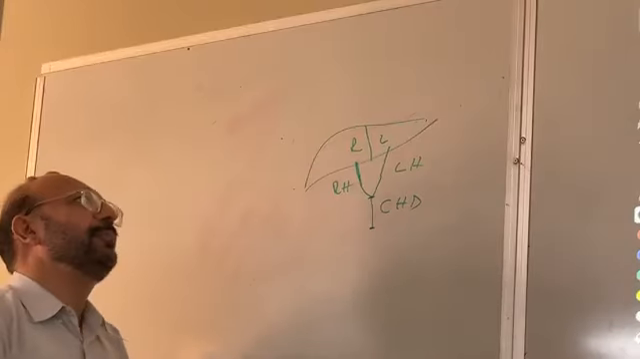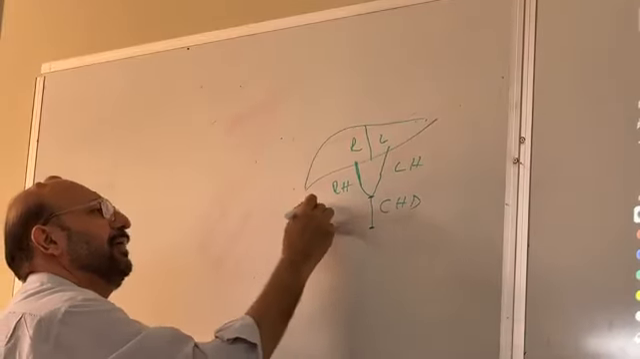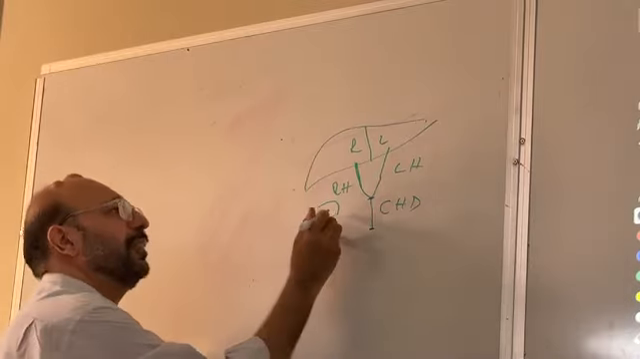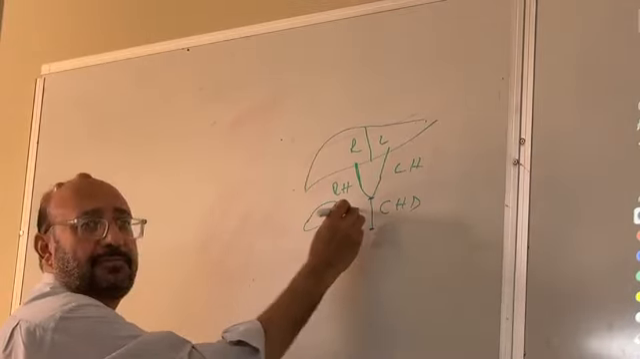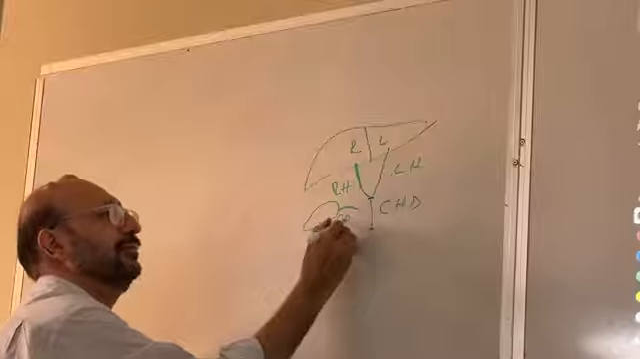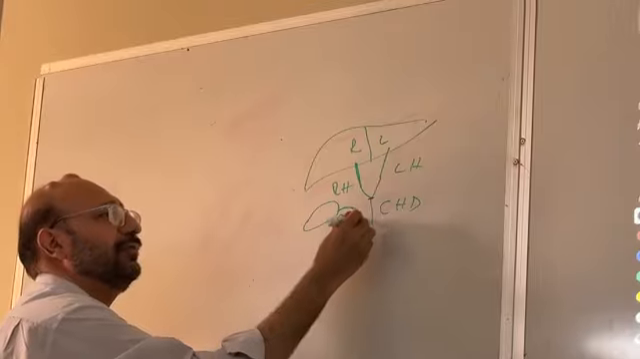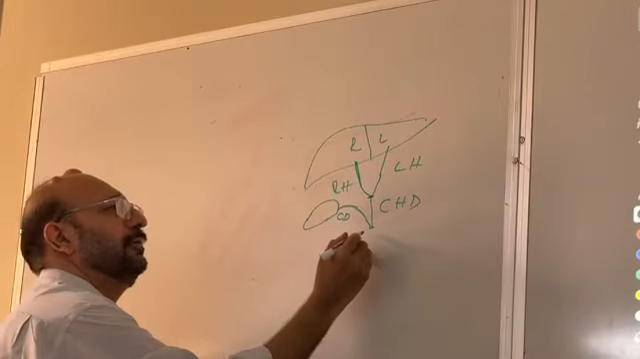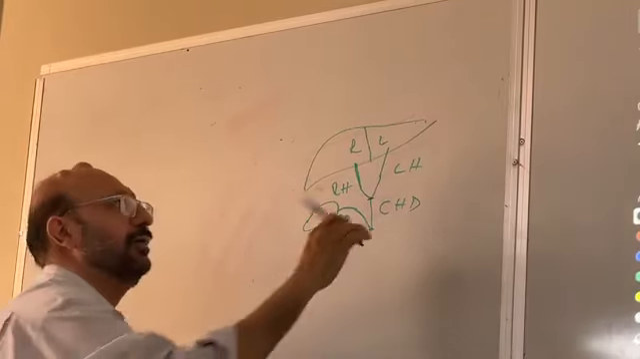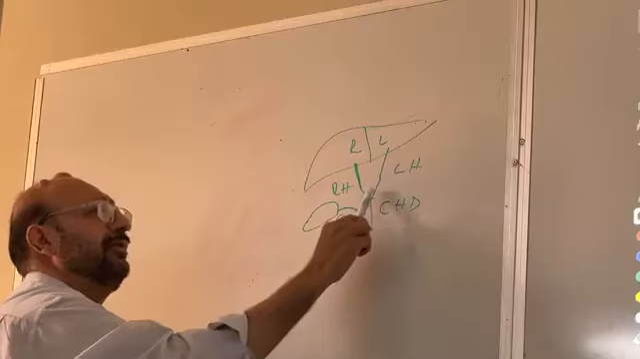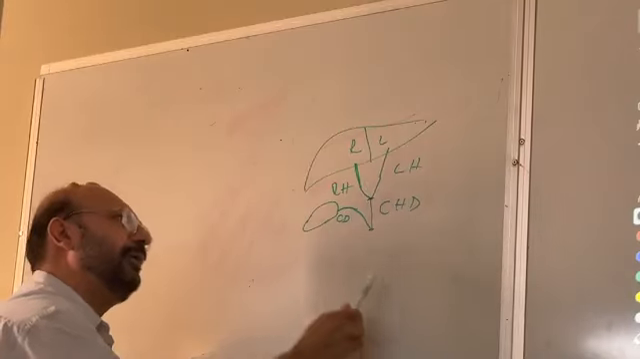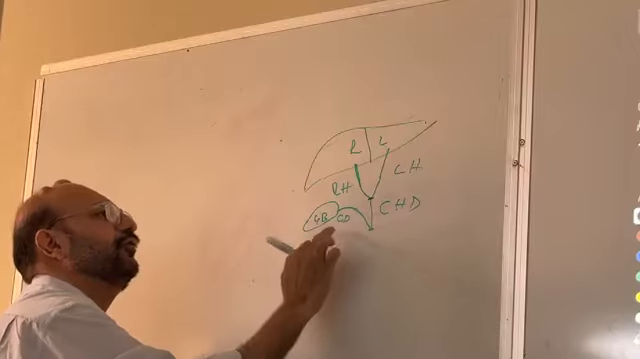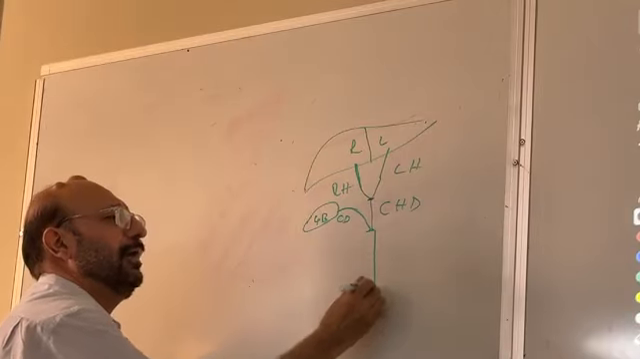Now, below the liver, there is a gallbladder. It also has a duct, known as the cystic duct. The cystic duct joins the common hepatic duct. Right hepatic duct and left hepatic duct make the common hepatic duct. The common hepatic duct joins with the cystic duct of the gallbladder and they make the common bile duct.